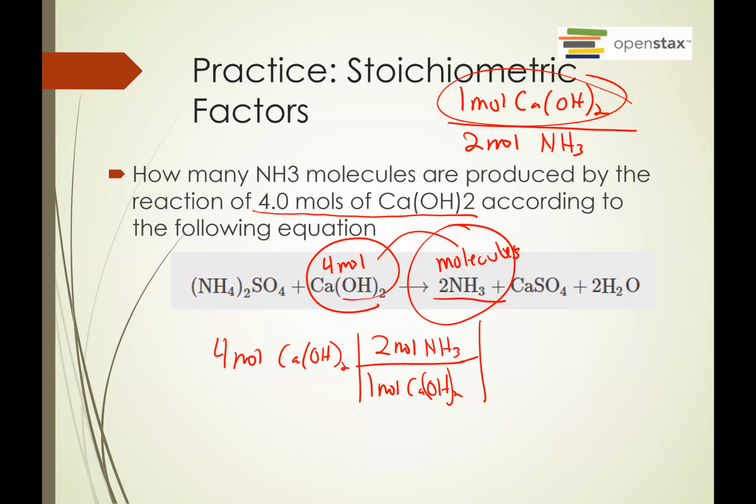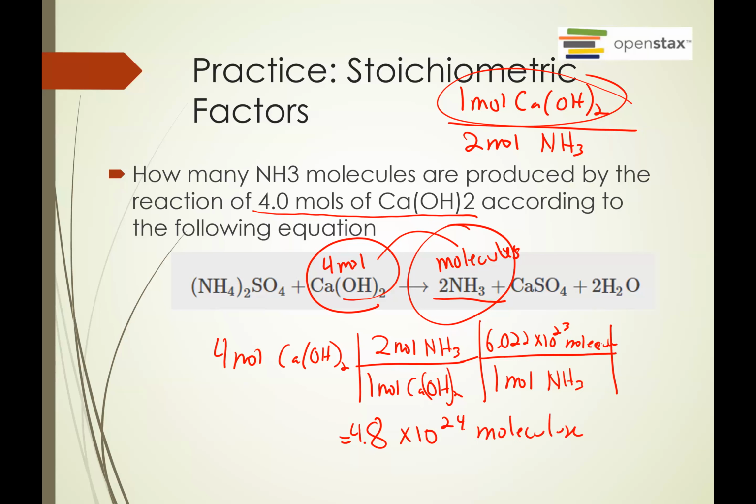Everyone agree with this step? Yes. We got this? Okay, so now if the question had asked us for moles, we'd be done. But it didn't. It asked for molecules. Why? In 1 mole of anything, there are 6.022 times 10 to the 23rd molecules of it. When we do this, how many sig figs will we have in our answer? 2. Okay, so what did we get? 4.8 times 10 to the 24 molecules.